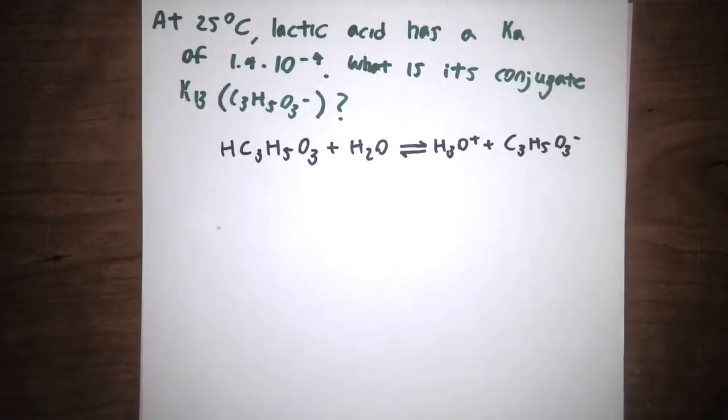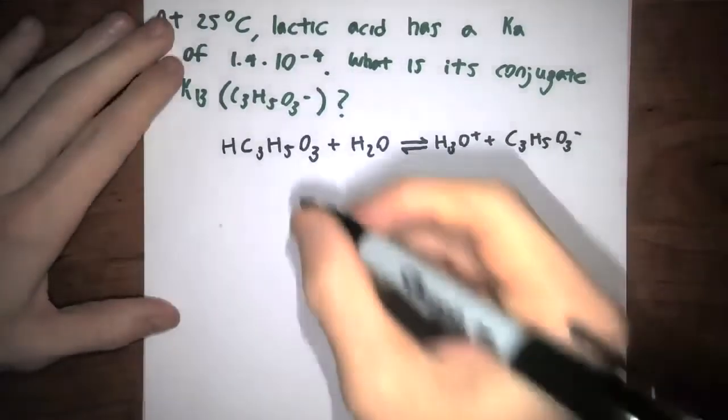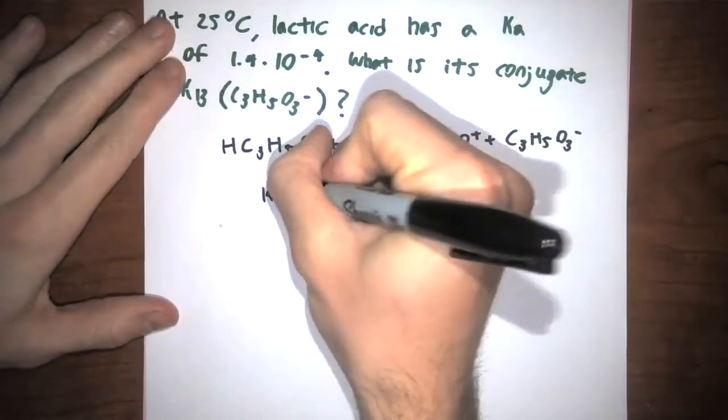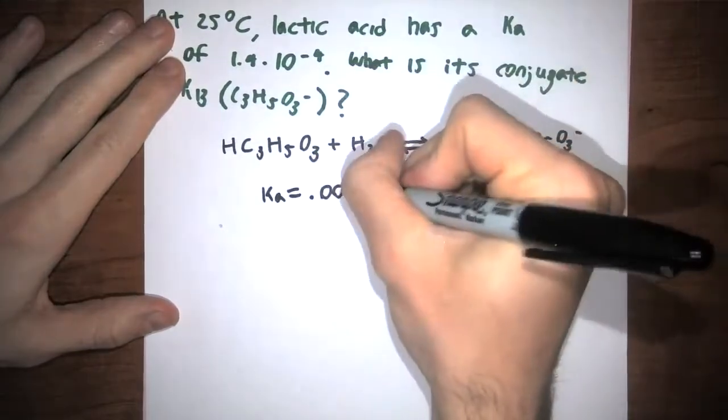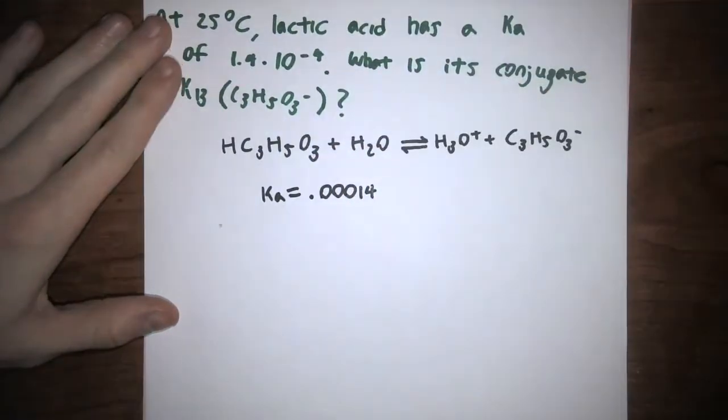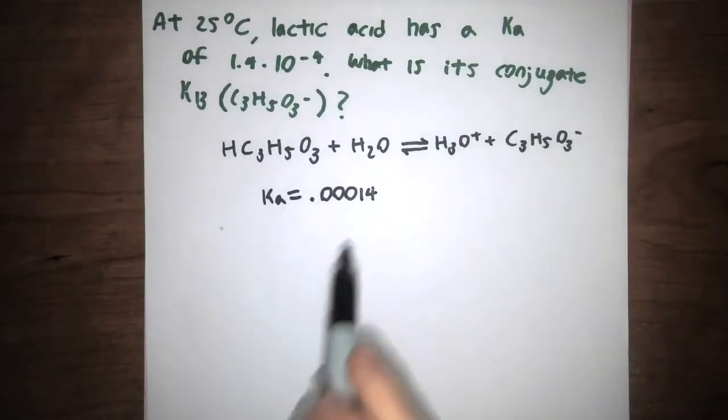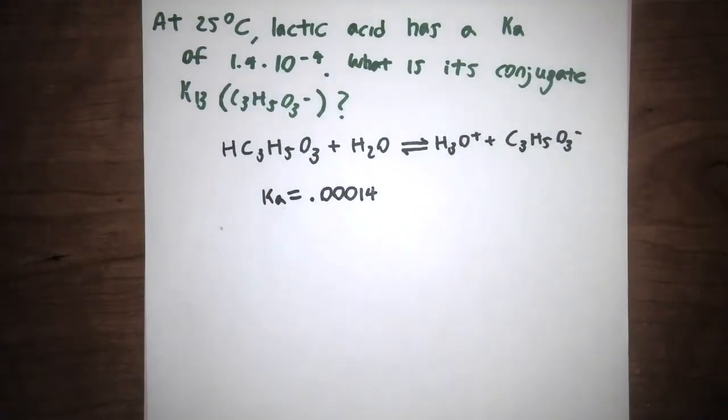So now let's look at 25 degrees Celsius, which is pretty much meaningless. It's more just saying it's a standard temperature. We're given a Ka. Let's go ahead and write that down. Ka is equal, I'm going to write as a decimal. Right, 1.4 times 10 to the negative fourth as a decimal is just that, with 3 zeros.